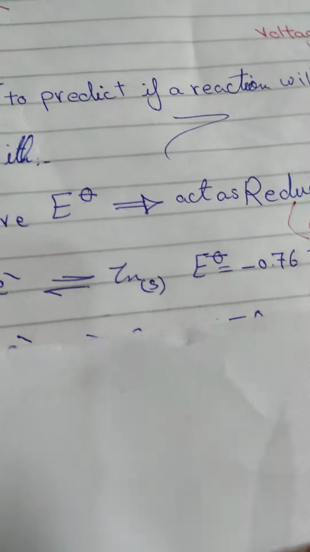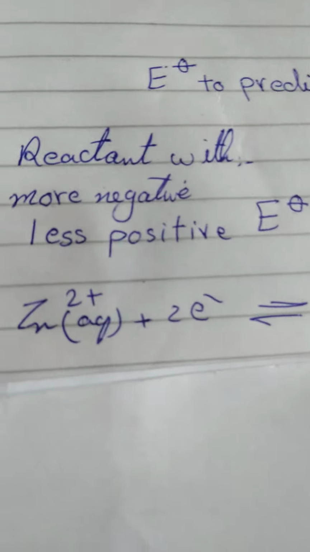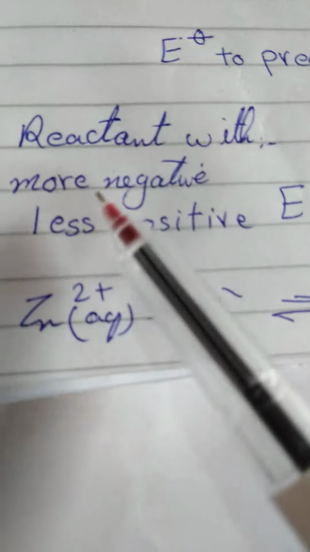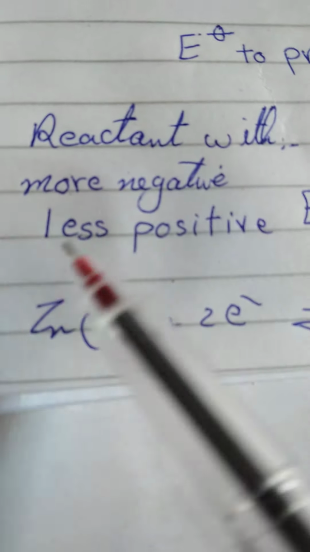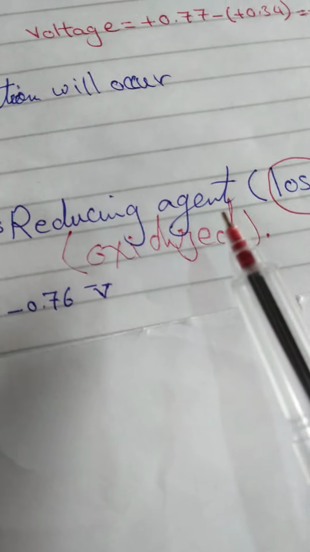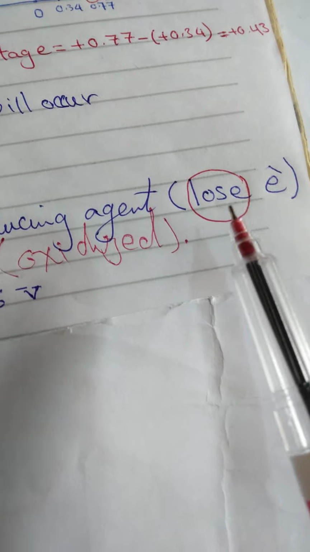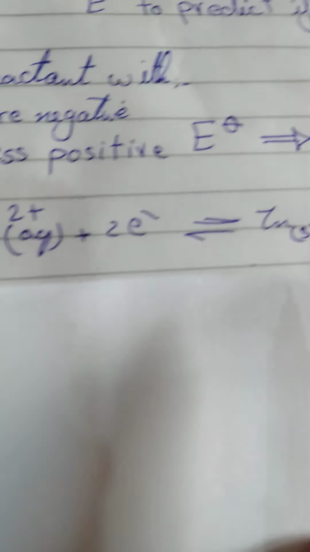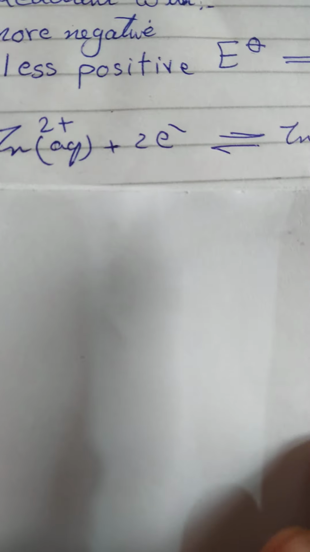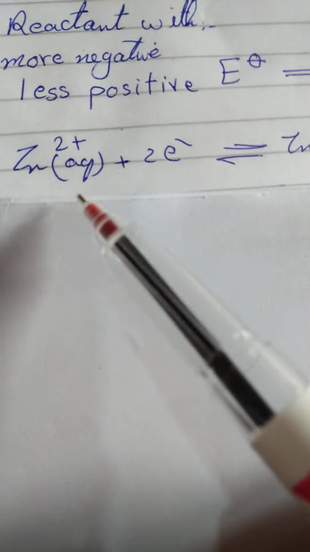Okay, and of course, the opposite is the reactant with the less negative or more positive E standard. It tends to act as an oxidizing agent, so it will gain electrons from the other substance and get reduced itself. Okay, let's have an example here and we will see what we do.